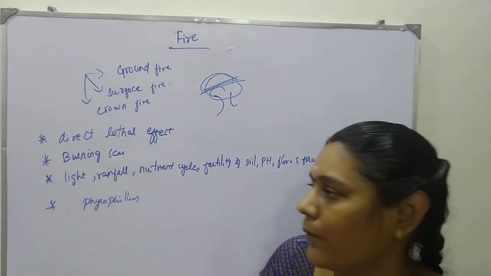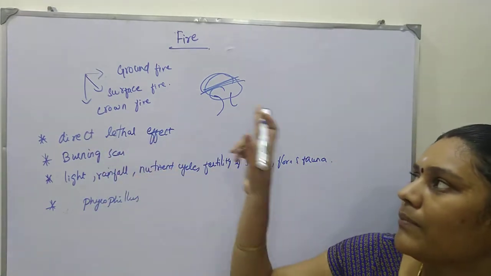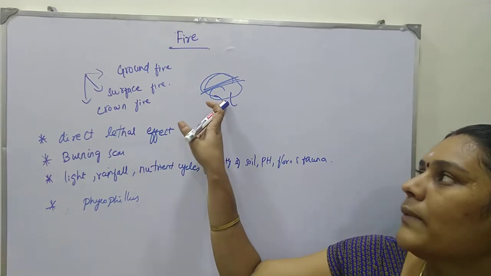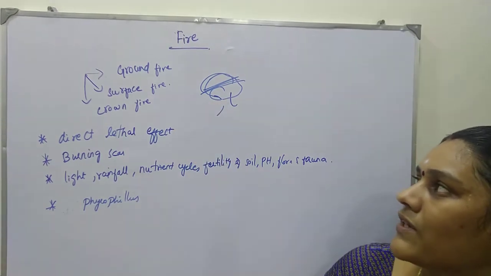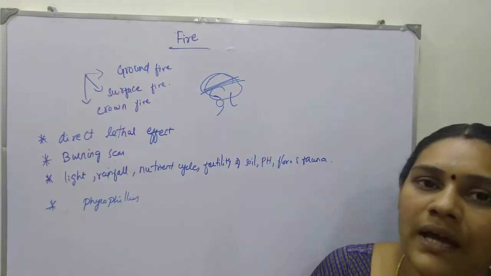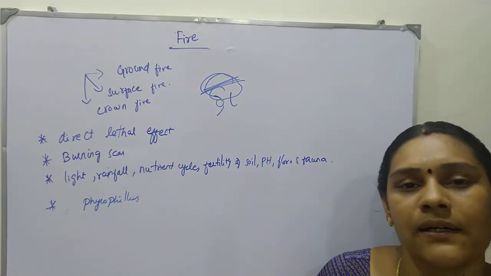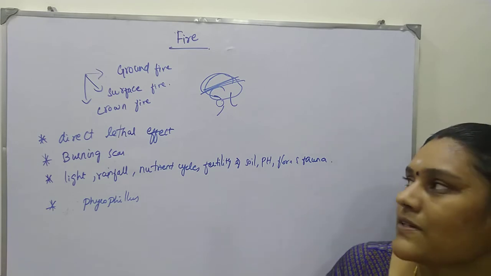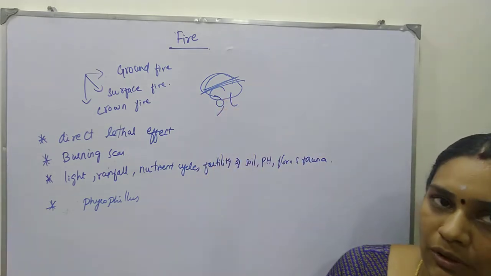Next, I am coming to the effects of fire. It causes a direct lethal effect on the plant, which you know already. And if it burns the plant, what will happen if it burns this part of the stem of the plant? The burnt place becomes favorable for many insects, fungi and bacteria, which go in and cause infection.